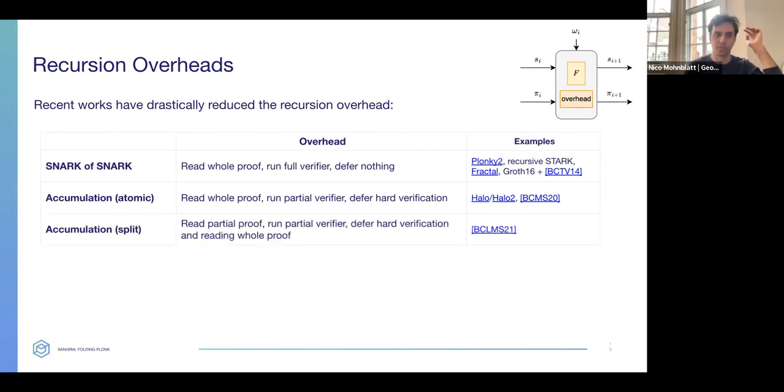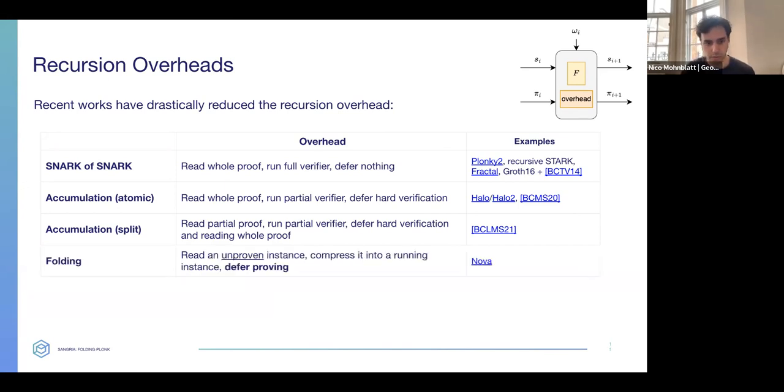Similarly, the split accumulation technique then came out. It says you only need to read part of the proof and run part of the verifier at every step, and reading the whole proof and doing the whole verification, you can do only once at the very end. So again, you have this deferral mechanism, which allows a smaller circuit, a smaller overhead. And this is actually the first overhead that is constant, no matter how big the computation f you're doing.